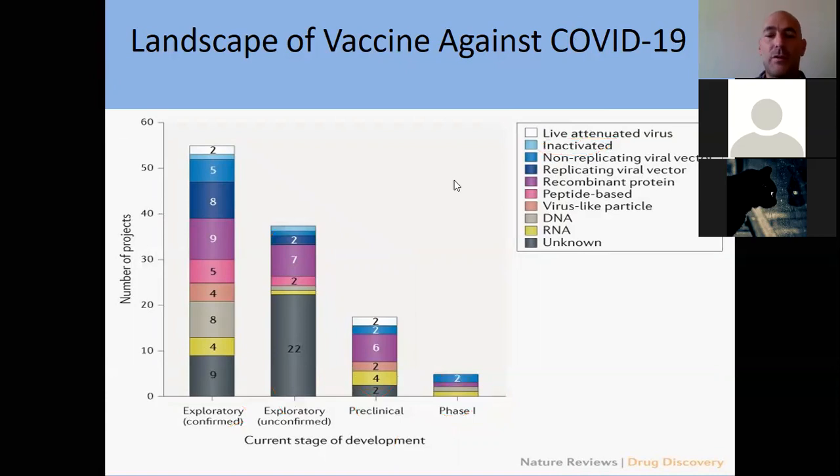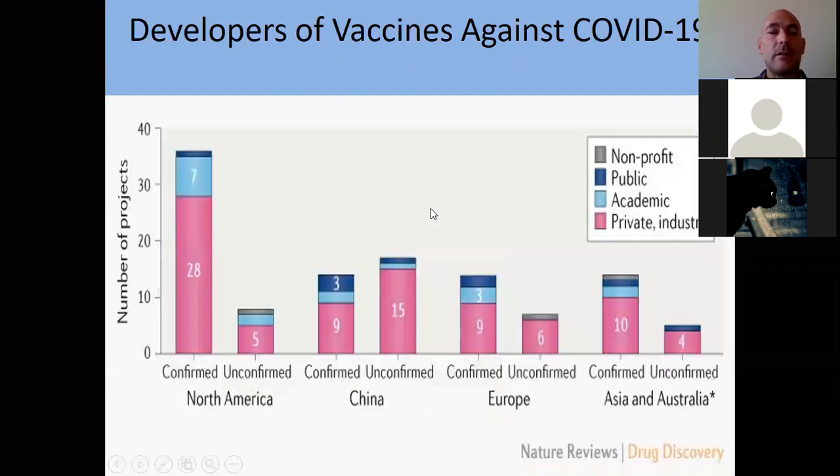Now, if you look at who is developing these vaccines, everywhere in the world it is mostly private companies and industry. All these vaccines have been mostly developed by the private sector. But you do see a little bit of involvement of academia in some regions, okay?